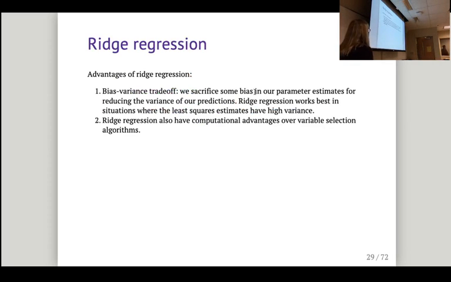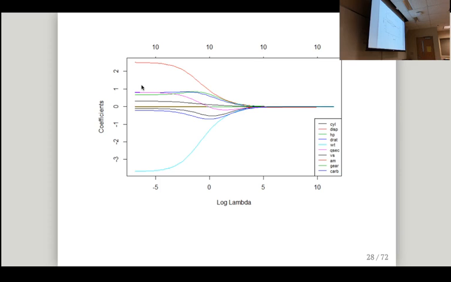So there are trade-offs with ridge regression. There are also advantages. The big advantage here has to do with that bias variance trade-off. We've sacrificed some bias in our parameter estimates, but oftentimes this reduces the variance pretty significantly. So if the least squares estimates have pretty high variance, then ridge regression is a pretty good candidate. Ridge regression also has some computational advantages over other variable selection algorithms. Things like forward selection or backward selection, if you've used those before, take a long time to iterate through all of the possible variables to include in a model. This doesn't. The selection that occurs is shrinking those coefficients to near 0.